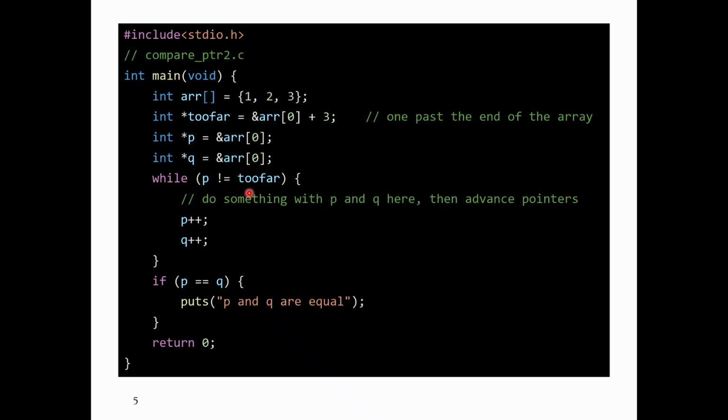And then you can write a loop that looks something like this. While p is not equal to the too far pointer, inside your loop do something with p and q. You might want to dereference the pointers to do something with the array elements. And as you step through the array, you just increment the pointers. p plus plus means move the pointer to the next element in the array. Obviously this loop doesn't stop until p is equal to the too far pointer, and hopefully it does stop when it gets there. And when you run this program down here, it checks, does p equal q? It should, because I'm stepping both pointers in the loop at the same time.